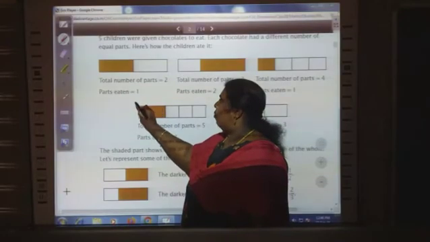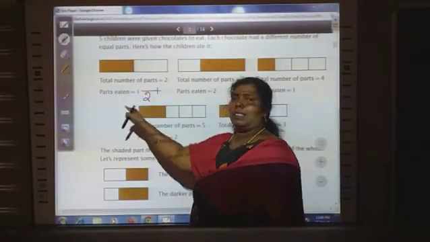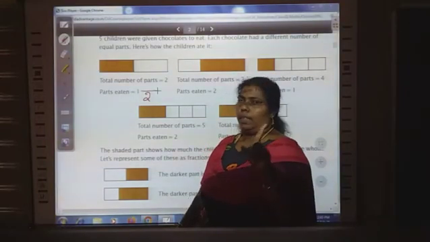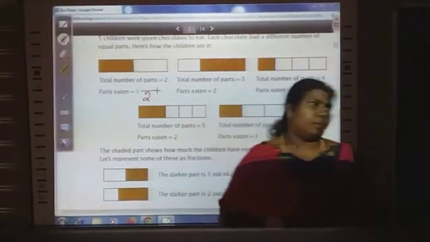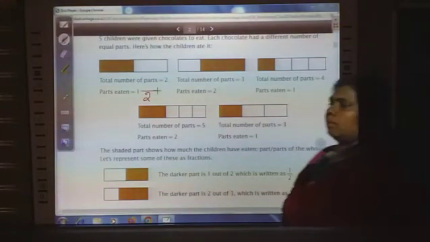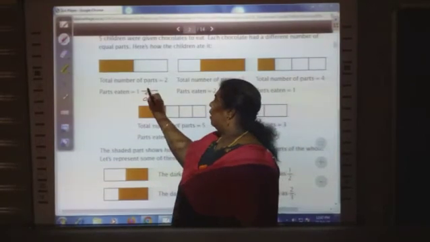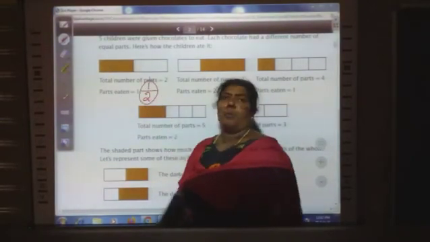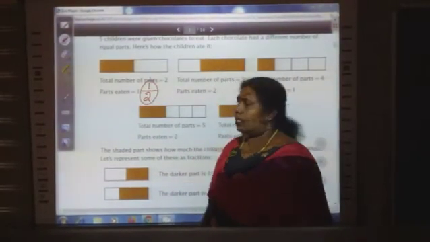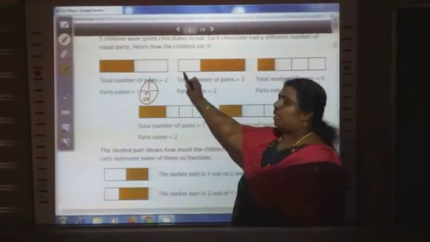The total number of parts is how much? 2, isn't it? Then how many parts eaten? How much? 1. Eaten 1. Parts eaten how much? Only 1. So the fraction value is 1 by 2. Understand? Then the second one, see the same size rectangle shape.